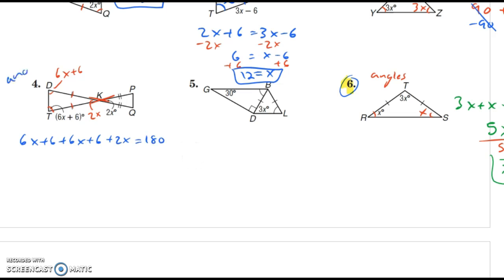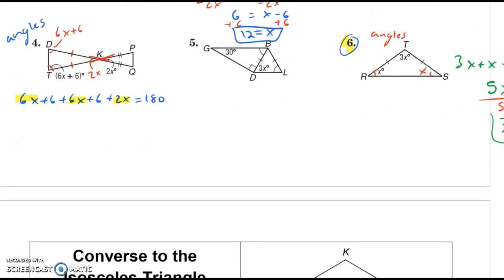Because once again, we're dealing with angles. You combine your x's to give you a total of 14x. You can combine your constants to give you plus 12 equals 180. You subtract to give you that 14x equals 168. If you divide, you get that x equals 12.